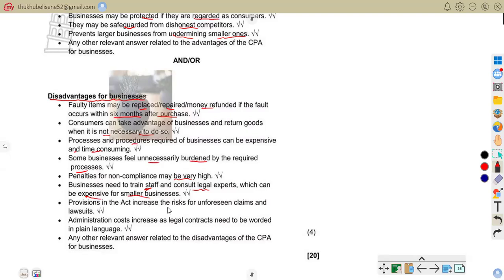Provisions in the Act increase the risk of unforeseen claims and lawsuits. So here we are talking about increased risk of unforeseen claims and more potential lawsuits. Administration costs increase as legal contracts need to be worded in plain language. In short, we are saying higher administration costs due to plain language contracts. Documents must be simplified and reviewed.